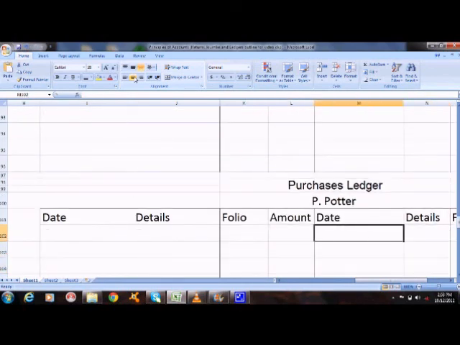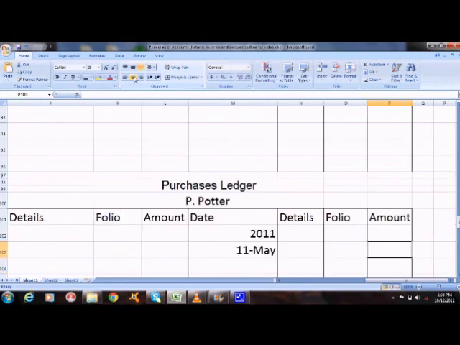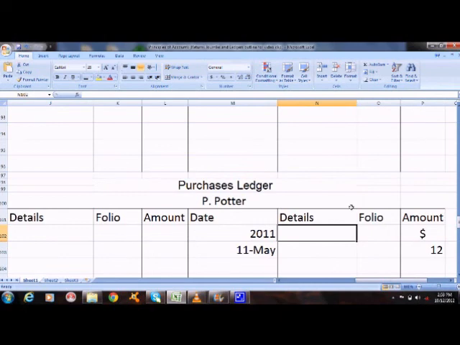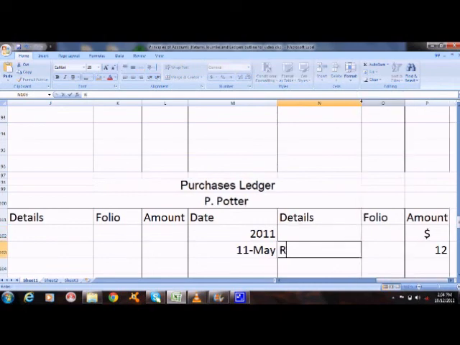What are we going to do with the debit, right? 2011 debit, so May 11, amount is 12. Right, that's returns outwards. So that's how this one is done, my friends.